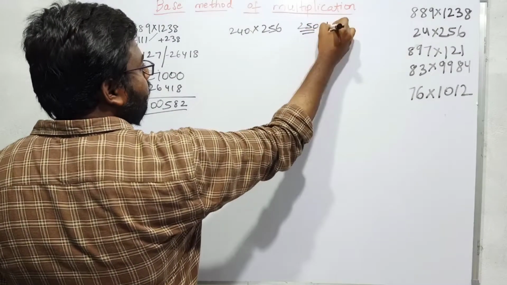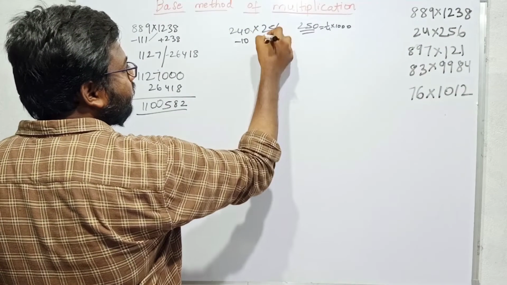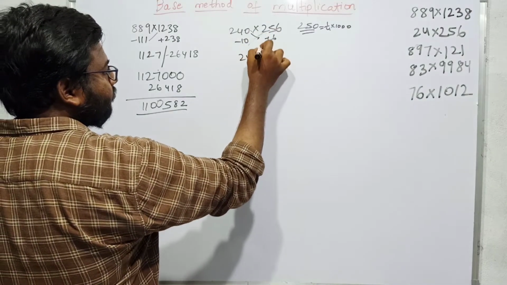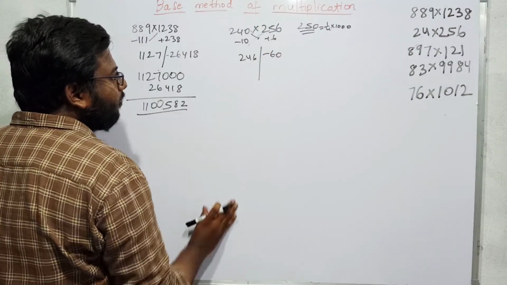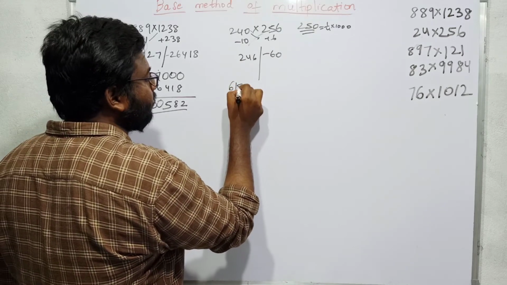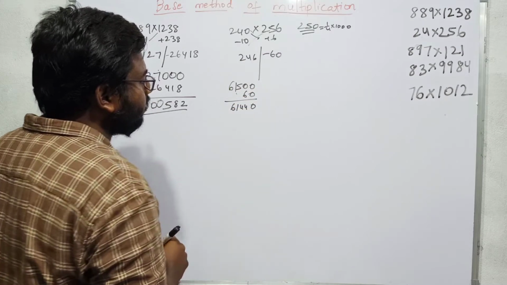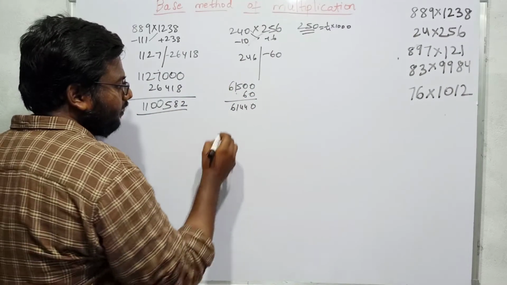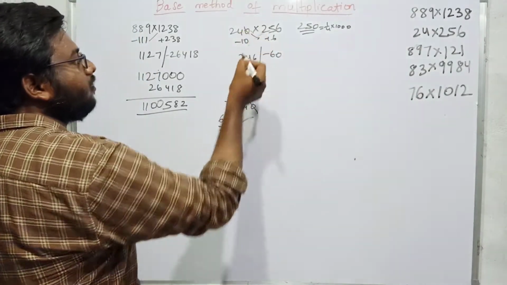Based on 250, this is nothing but 1 by 4 of 1000. Then 1 by 4 is the multiplication factor. This is minus 10 far from 250. This is plus 6 far. If you operate on the small number, you will get 246. And this is minus 60. You have to multiply this with 1 by 4. If you multiply this with 1 by 4, this will be 61.5. 61.5 into 1000 will be 61500 minus 60. This will be 61440. Since you multiplied this number with 10, you will divide this number by 10, and you will get 6144 as the result. So you can cut this 0 here.